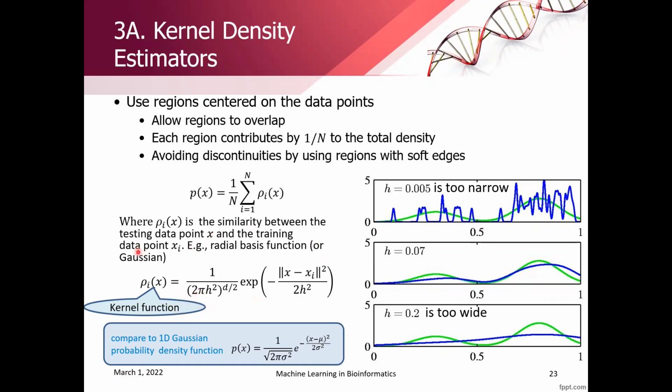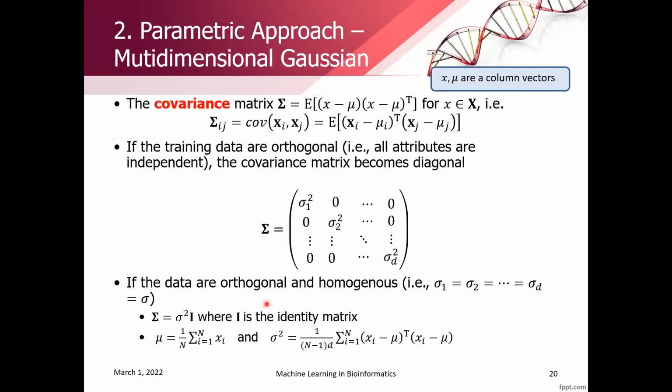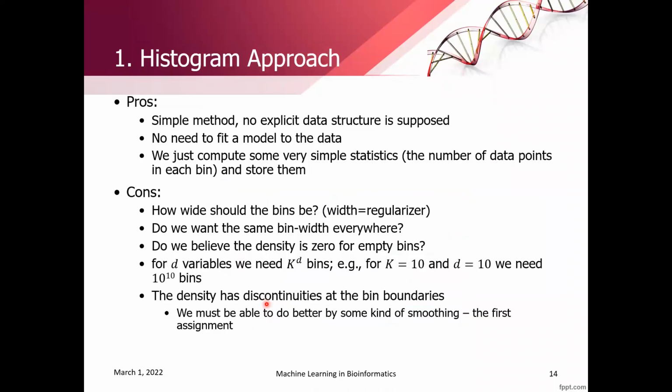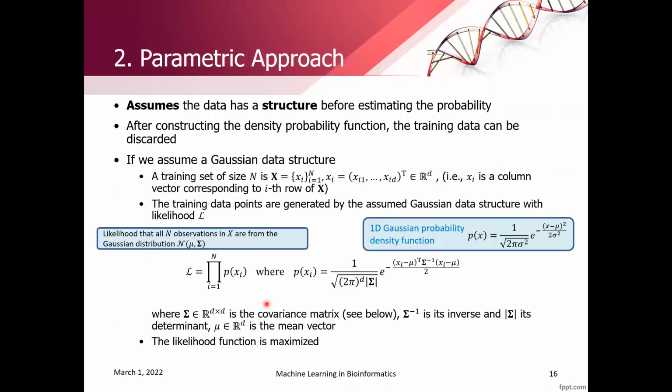The function used here is something which strongly resembles the multidimensional Gaussian density function. But it is not exactly that. Why is this not exactly the multidimensional Gaussian? So we have here the multidimensional Gaussian density function.